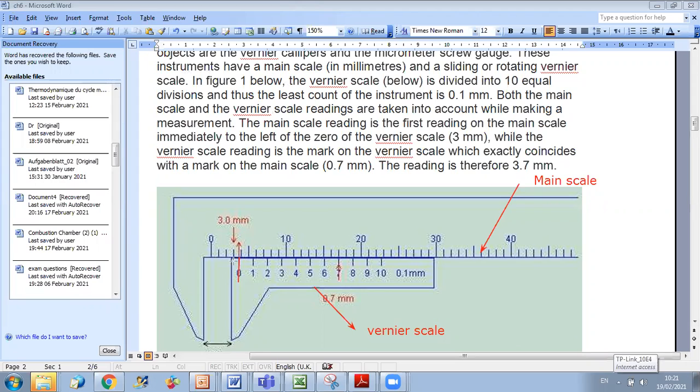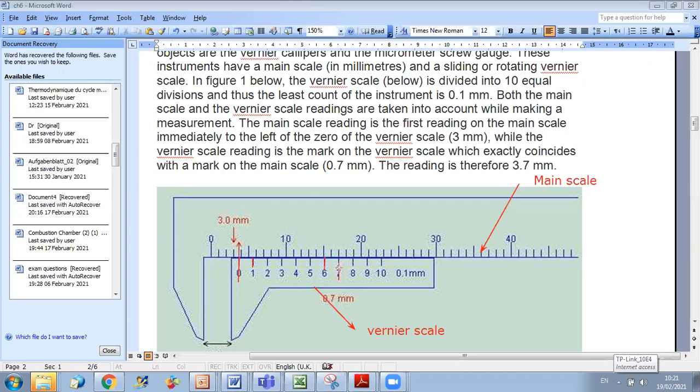Now to determine the figures after the point, I will look at the perfect match between the Vernier scale and the main scale. What I mean by perfect match is that I have two lines on the same level. So here, for example, this line is not matching with any of the graduations in the main scale. I will go over the graduations: no match, no match. Here it is close, but it's still no match.